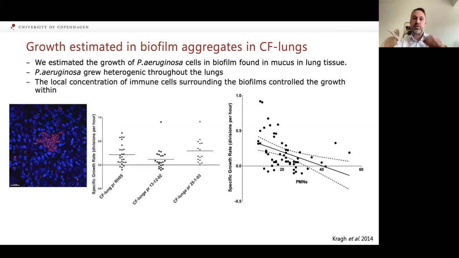What we found was that it was the immune cells surrounding these aggregates that were controlling their growth, because they were limiting the oxygen that came to the aggregates. The oxygen had to travel through these activated immune cells, and they take up a lot of oxygen. So there was a gradient towards the surface of the aggregate, and the bacteria are just not growing very fast because they can't get enough oxygen.